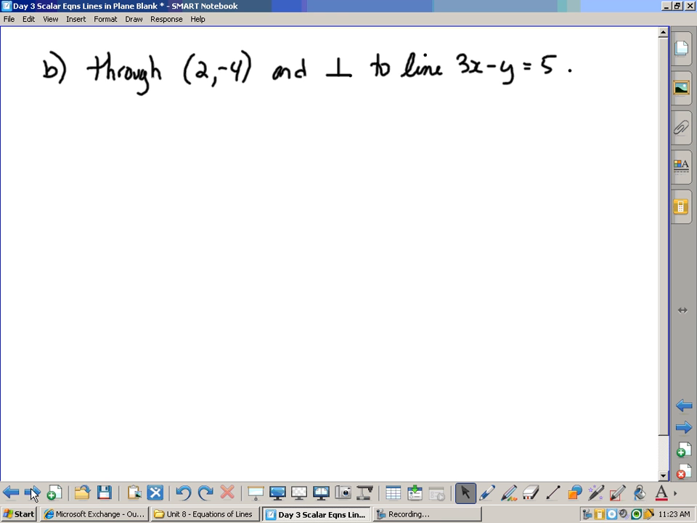So this is a little bit difficult to think of, but first we got our point, so that's good. But again, we have to find the normal of our line. All we know is that one of the properties of our line is that it is perpendicular to this given line. Well, now we'd have to find the direction vector of that line, but it's in scalar equation form, so we can get information right away. From this line, I see that the coefficients are 3 and -1. So the normal of this line is (3, -1).